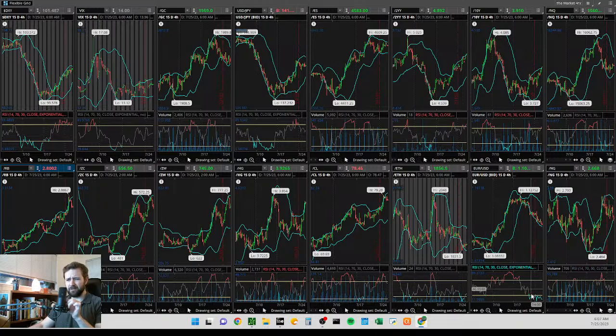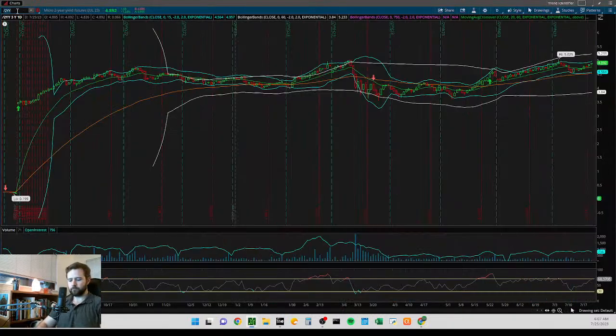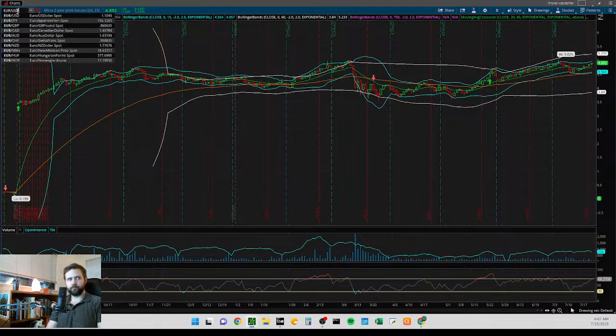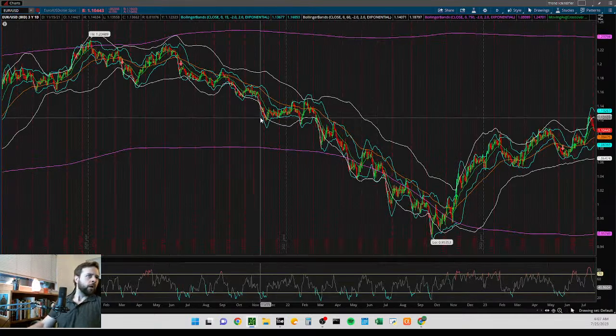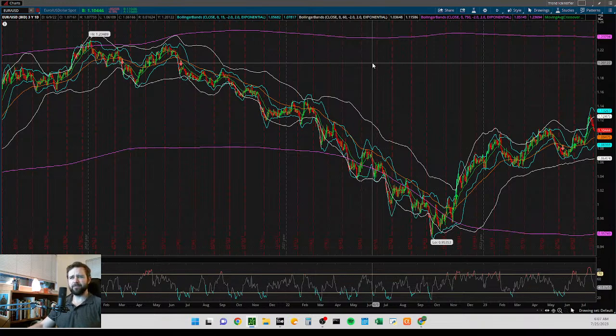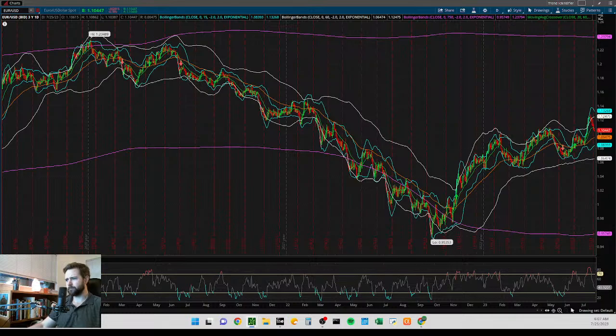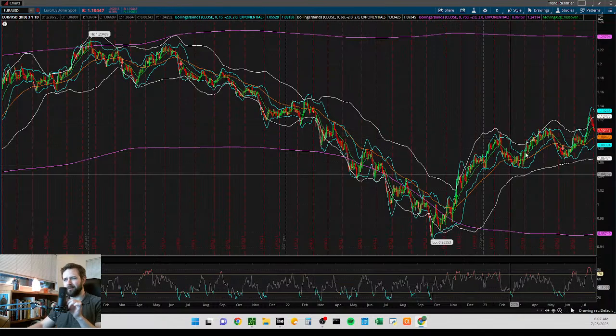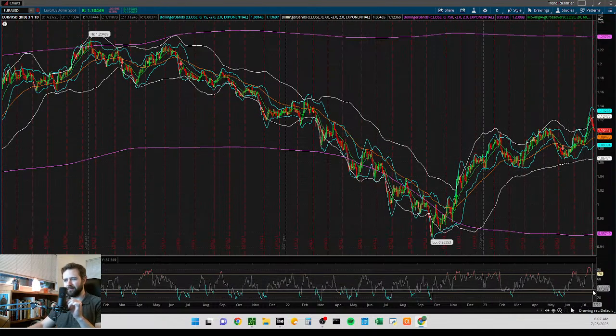Take a look at that Eurodollar. It is oversold. And that is a bullish trend that is kind of oversold. So think about that.